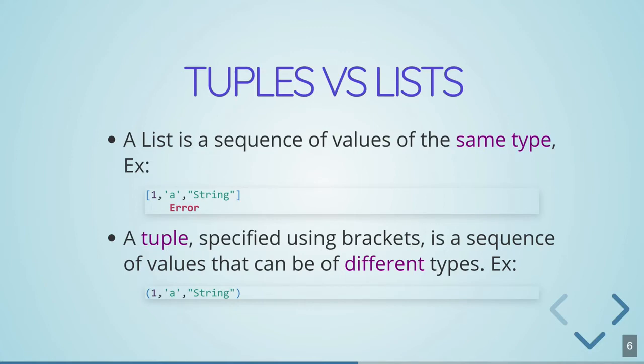If we need to group together a bunch of values that have different types, we use a different data structure called a tuple. So a tuple is specified using round brackets, and a list is specified using square brackets. So a tuple can contain a bunch of different types. So that example that we just did, that's fine inside of a tuple.